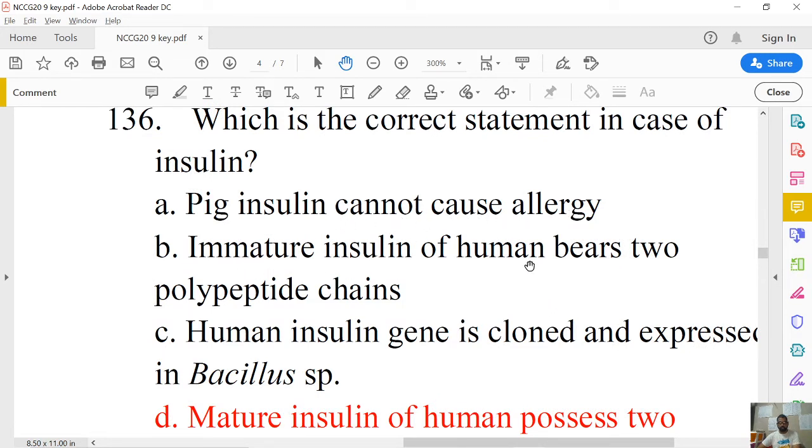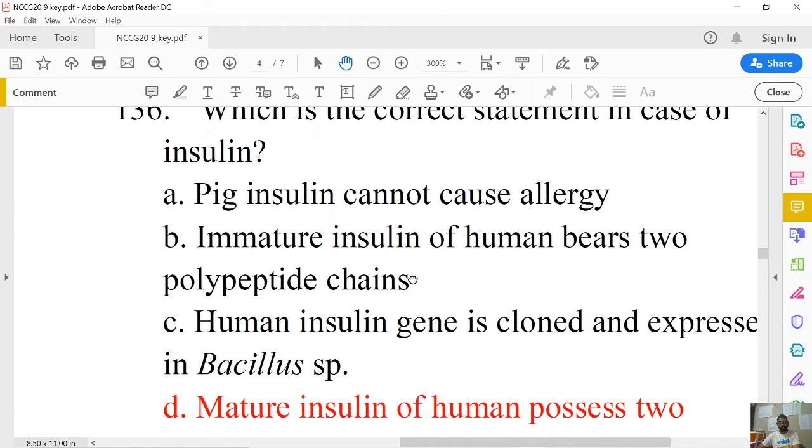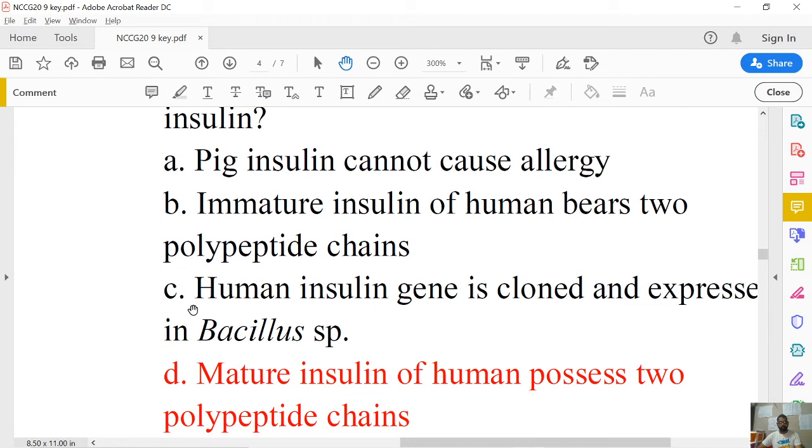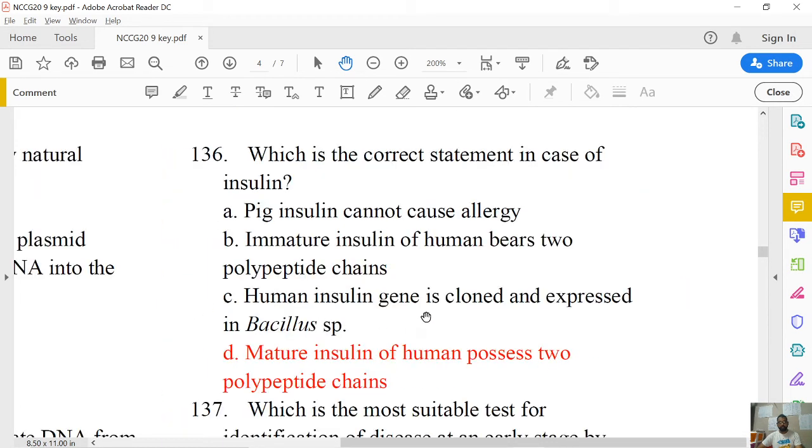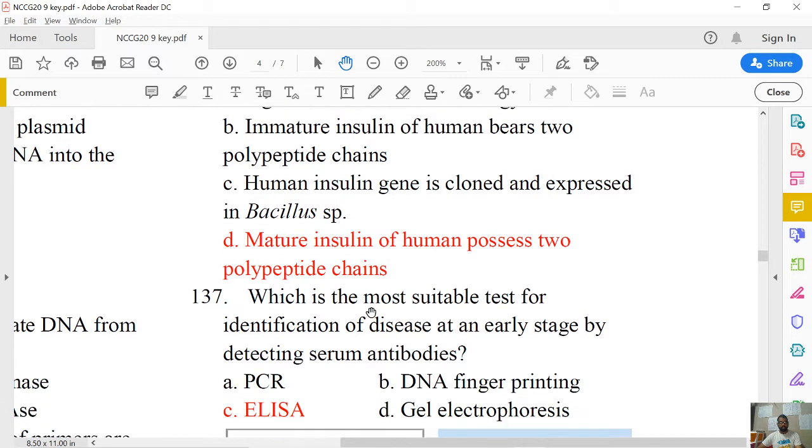Immature insulin of human bears two polypeptide chains. In fact, it bears three. That is A, B, and C chains. So the answer is this one is wrong. Actually, it should possess three, not two. The inactive one. Human insulin gene is cloned and expressed in Bacillus species. So no, actually E. coli species. Mature insulin of human possesses two polypeptides, yes, A and B chains.